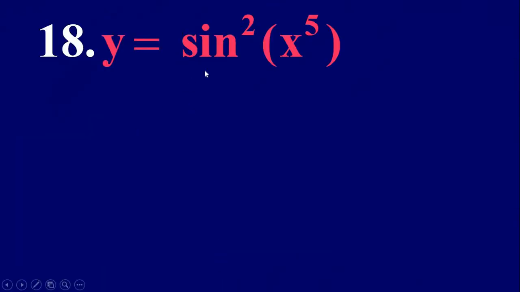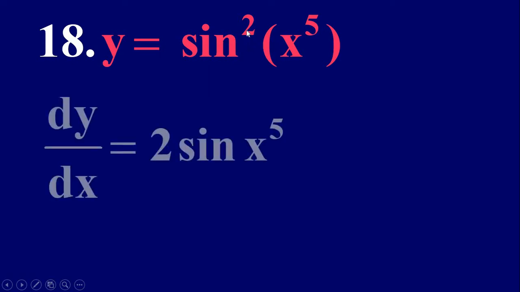So next one, y equal to sine square x to the power 5. Now here sine square x to the power 5. This is of the form x square. First you have to consider this as x square, not sine. It is of the form x square. X square differentiation is 2x. So therefore dy by dx is 2 into sine x power 5. X square differentiation is 2x. So it is sine square x power 5 differentiation is 2 sine x power 5. Now it is not x. In place of x we have sine x power 5.